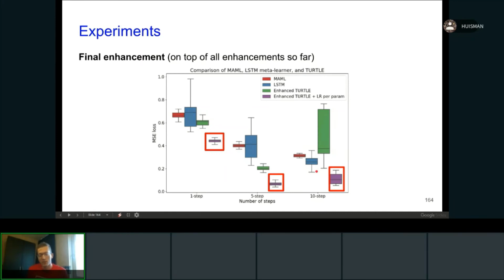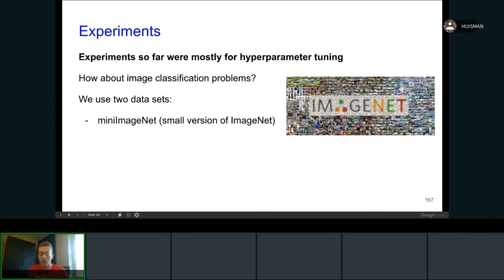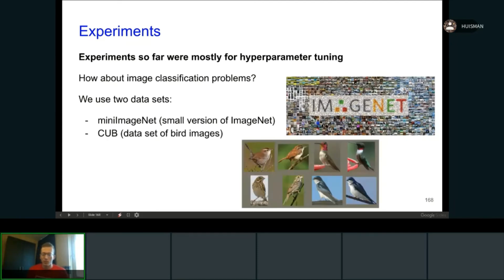So I have to be a bit critical here, and that is that we did hyperparameter experiments on these tasks that you see right now. So this picture is a bit too optimistic. So for that reason, we also did some experiments with image classification problems, for which we used two data sets. The first one being mini ImageNet, which is a small version of the large ImageNet. And the second is CUB, so a data set of bird images. And the task is really, given an input X, to predict the corresponding class of the image.